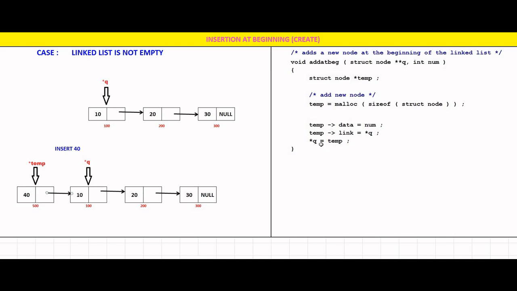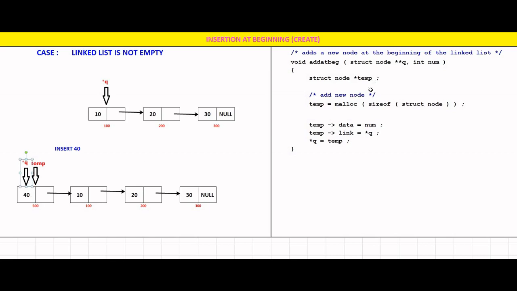After that we place q is equal to temp. So wherever temp is pointing, q also points to temp. So now q and temp are at the same location, and q always denotes the starting node. So after inserting, 40 will be your starting node. So this is how the insertion at beginning takes place.